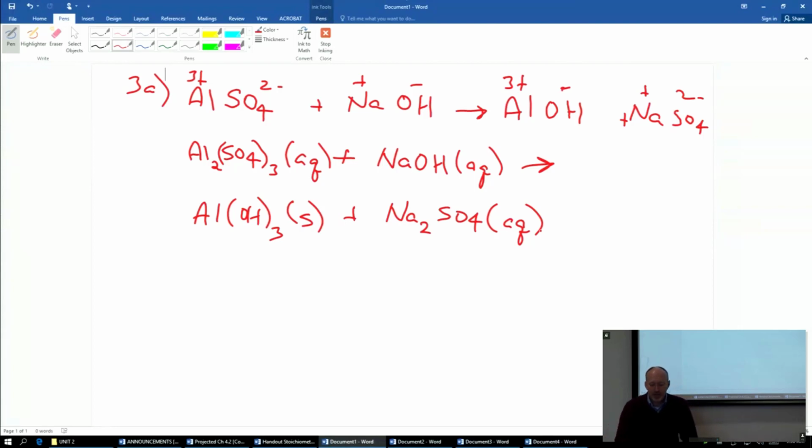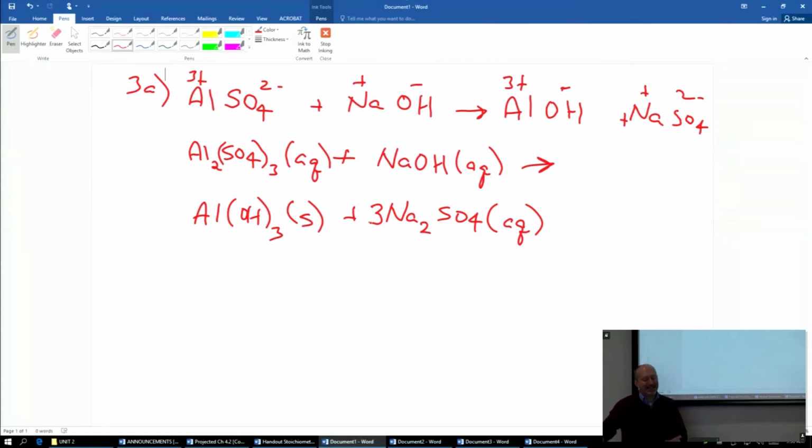So as I look through my list, I see sulfate's got a 3 on it. So I'm going to start with the sulfates. I've got 3 sulfate on the reactant side, so I need 3 sulfate on the product side. So I'm going to go ahead and put a 3 in front of the sodium sulfate. Now I like to kind of domino it with these things.